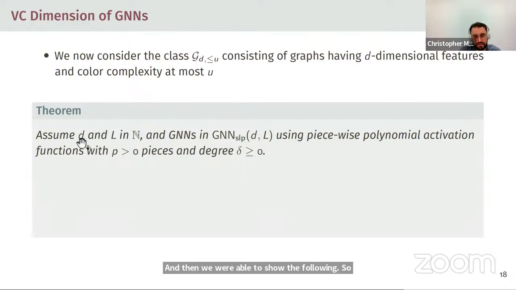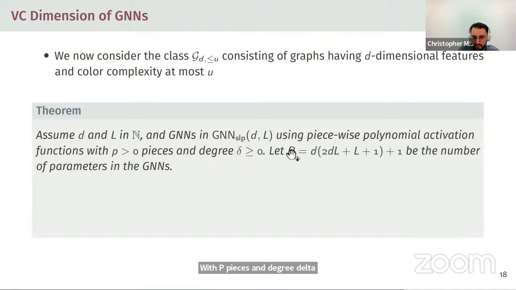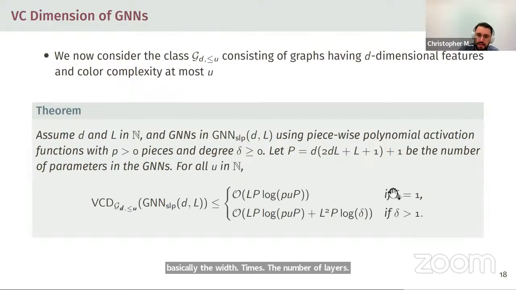So we assume some width D, a number of layers L, and we assume so-called simple GNNs, which are basically GNNs with some aggregation, the GNNs I showed at the beginning. And we considered piecewise polynomial activation functions with P pieces and degree delta. And capital P is the number of parameters, which is basically the width times the number of layers. Then we're able to show that if the degree of the polynomials is 1, so if you have piecewise linear functions, then the VC dimension is upper bounded linearly in the number of layers and the number of parameters, and logarithmically in the number of colors produced by 1WL. And if you have a degree strictly greater than 1, then you have this additional term here, right?